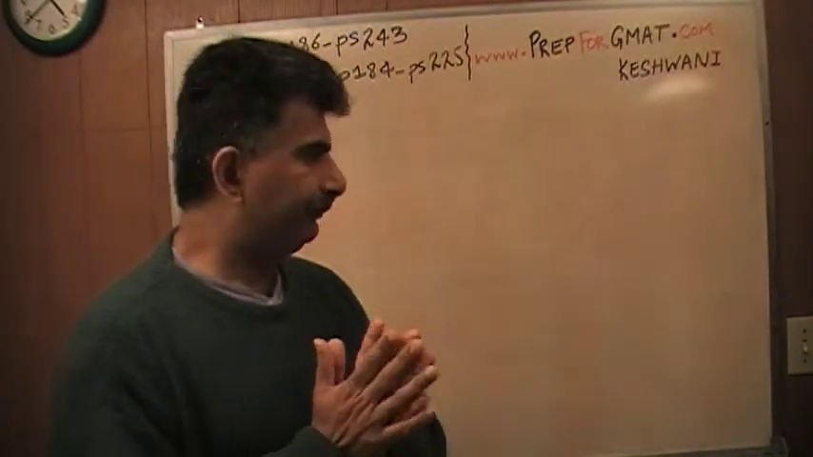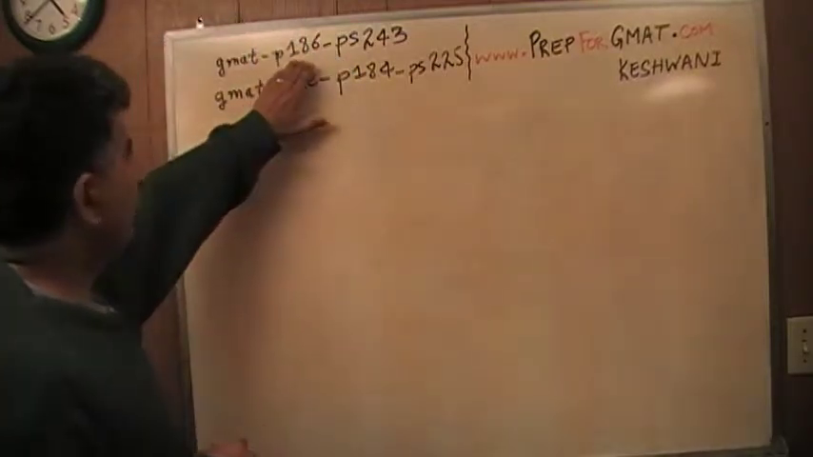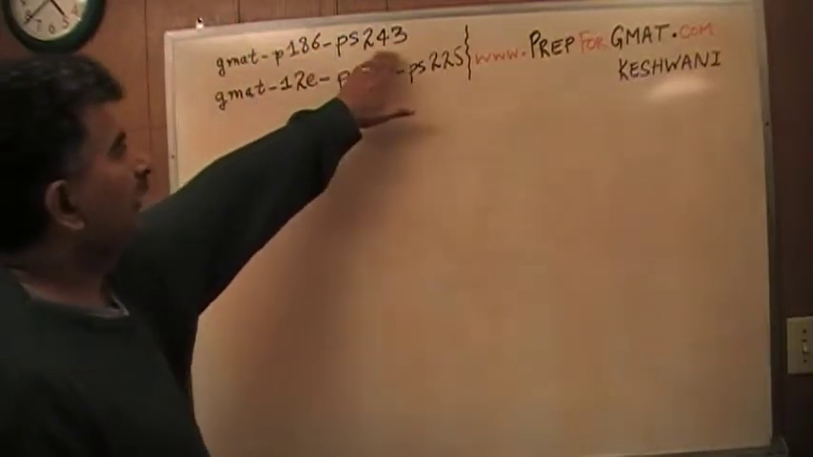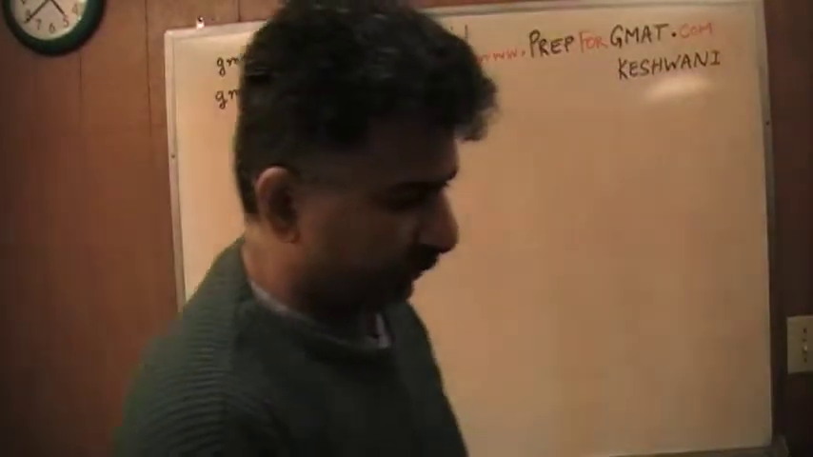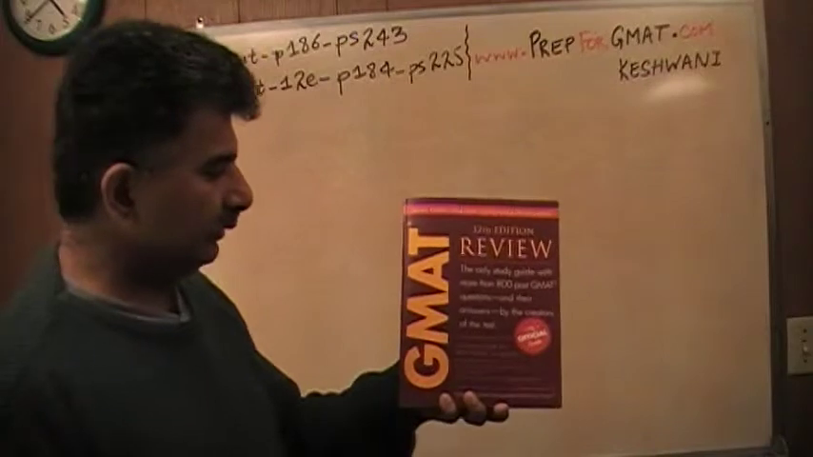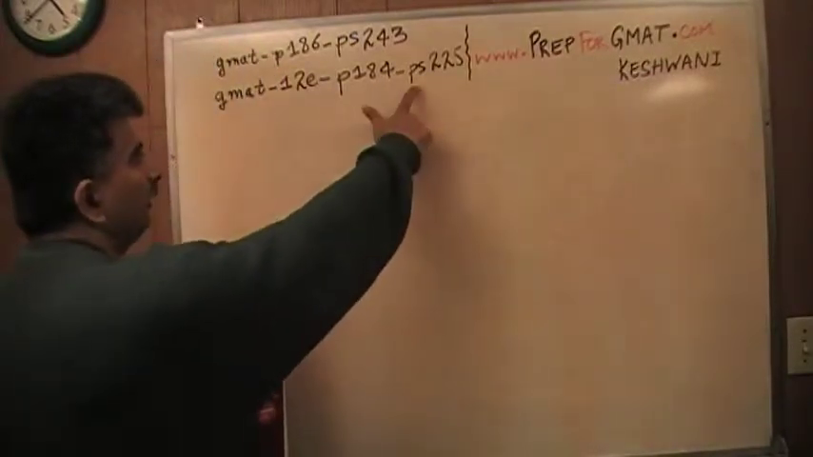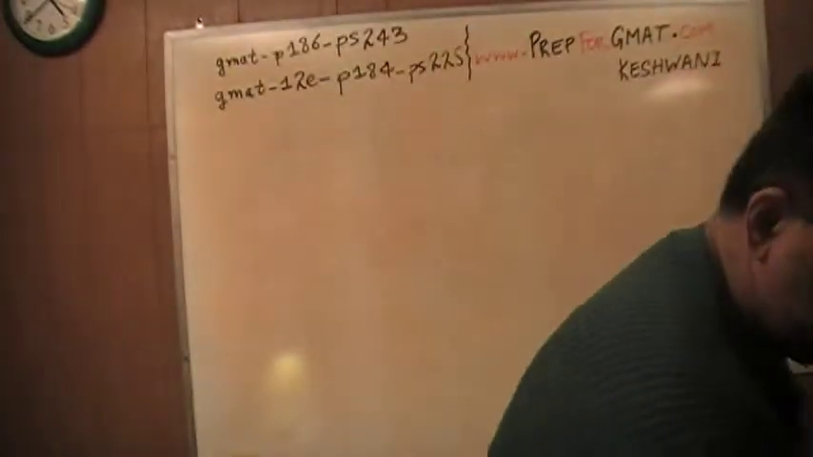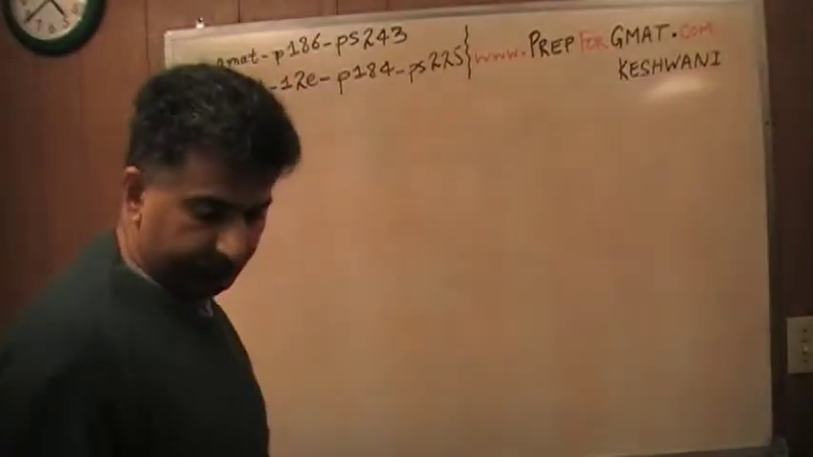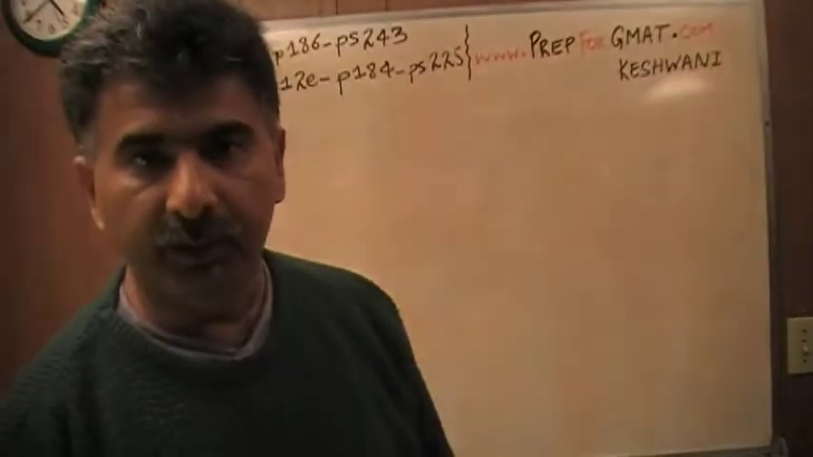The problem that I'm about to solve is the one that you will find on page number 186, problem solving number 243. The exact same problem also appears in the newer edition, the 12th edition. In this edition, you will find it on page number 184, problem solving number 225. Hence the 12E. Let's take a look at it. Make sure that you have the book in front of you so that you can read along with me.